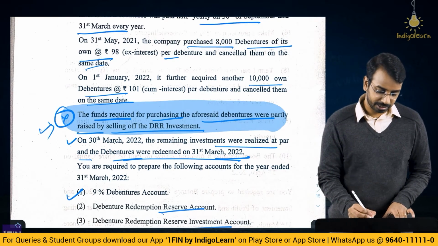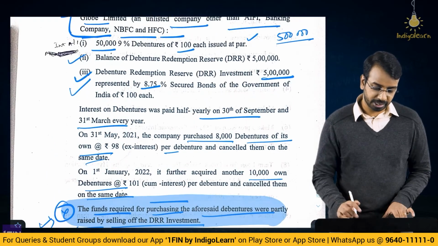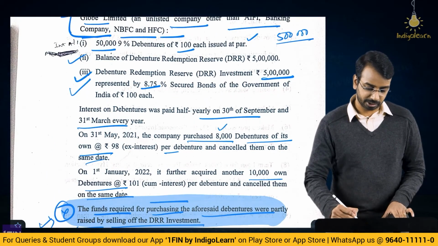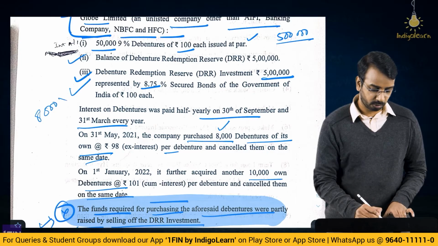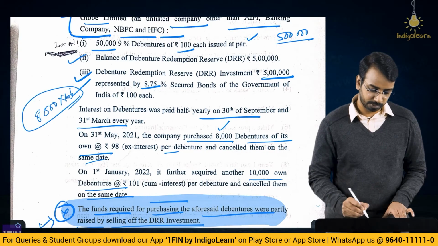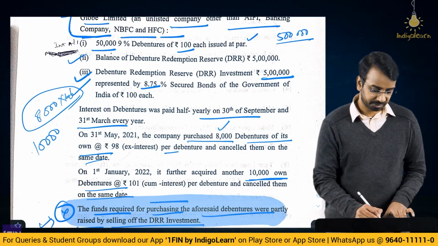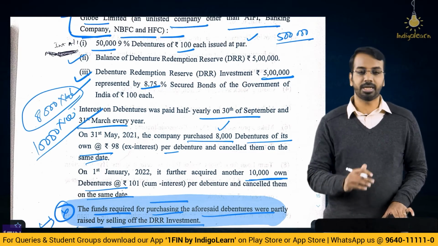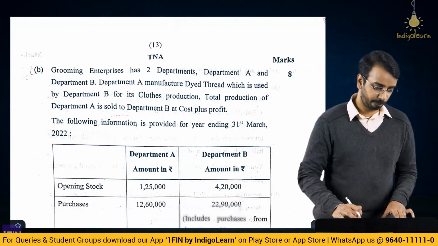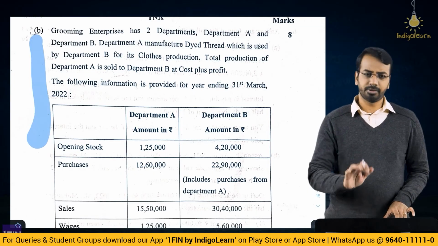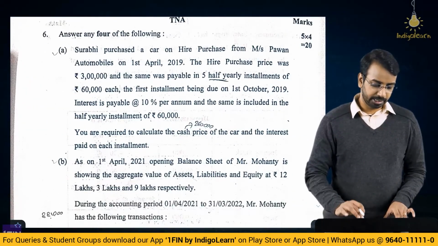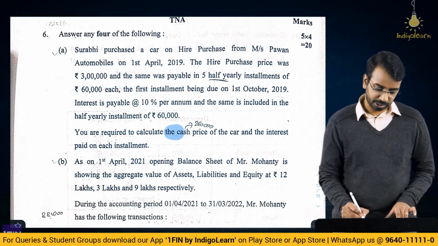So here again the assumption that you can make is proportionately whatever is needed: 8,000 means 8,000 into 100, to that extent you have sold. Then again another 10,000, so 10,000 into 100 has been sold. This assumption can be taken and you can solve the question. Then again you have one on department accounting, which is pretty straightforward. Then hire purchase, you are required to calculate cash price.